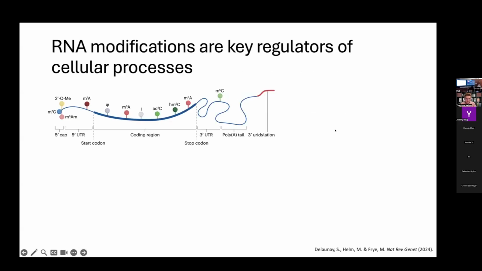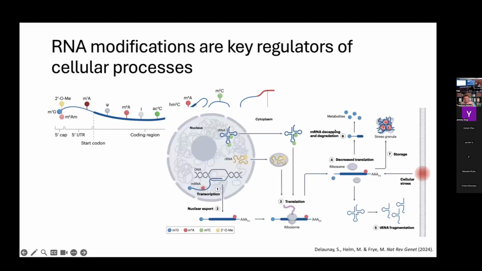I think we're all familiar at this point with the many modifications that are added to RNAs, including methylation, pseudouridine modifications, and so on. These modifications are crucial for regulating various processes in the cell that involve RNAs. And they're present not only on mRNAs, but also on tRNAs and ribosomal RNAs and other types of RNAs.